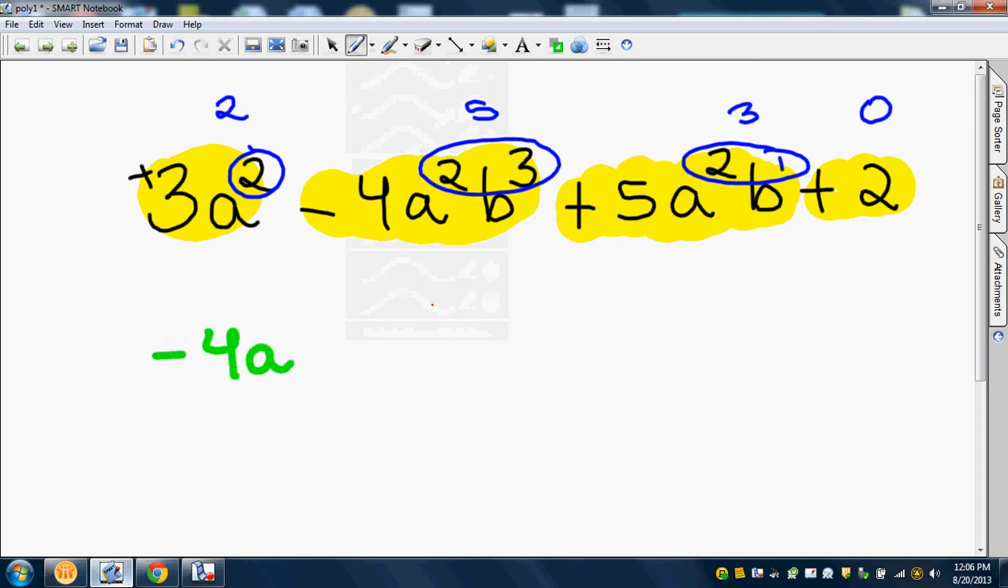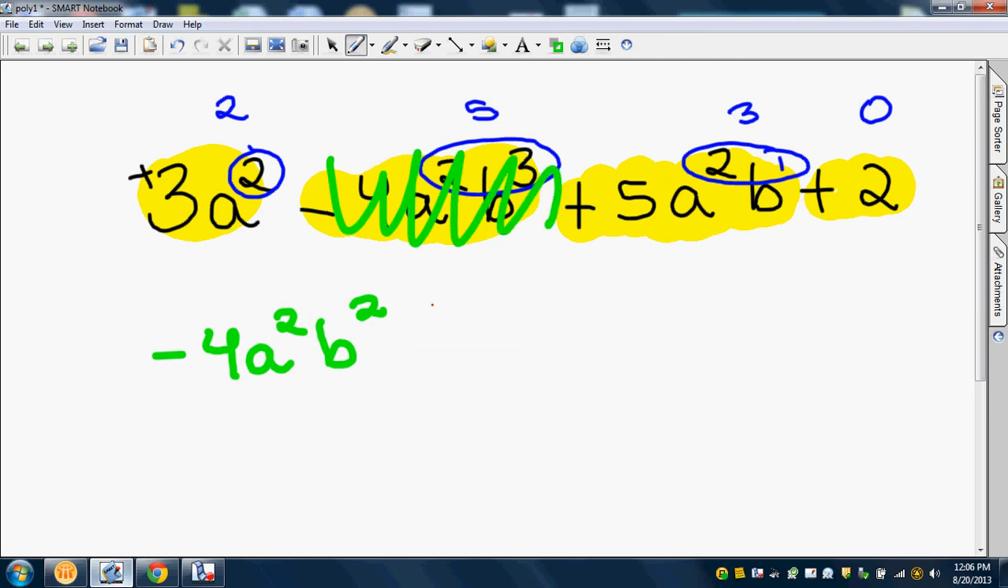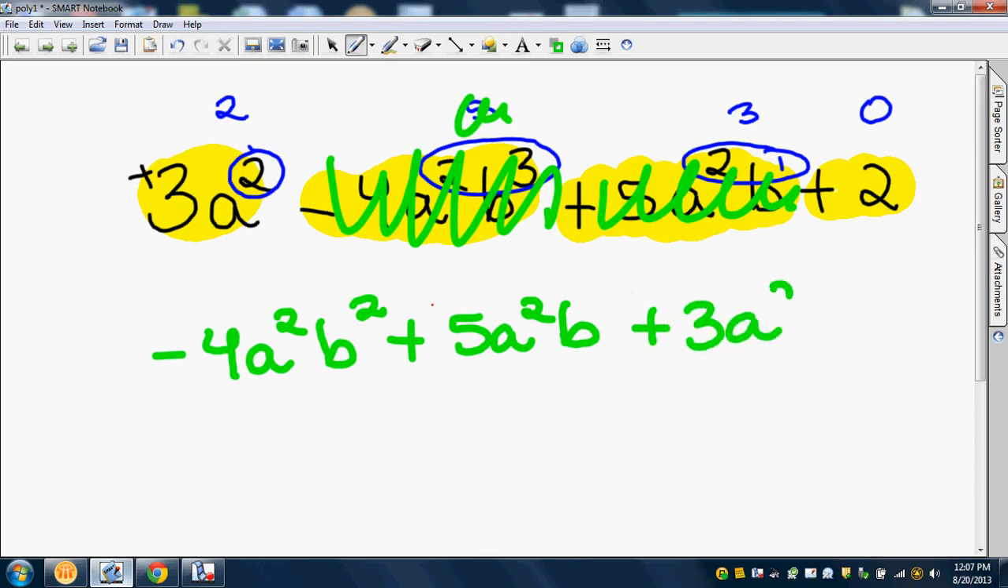So it's going to be negative 4a squared b cubed. And I like to scratch it out once I use it just to show that I'm done with it so I don't do anything else with it. The next highest term is this one, which is with the 3. So that's going to be plus 5a squared b. Scratch that out. Then the next one is plus 3a squared. And then the last one here is plus 2. So this is correct standard form for this polynomial.